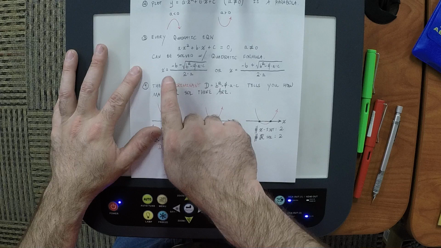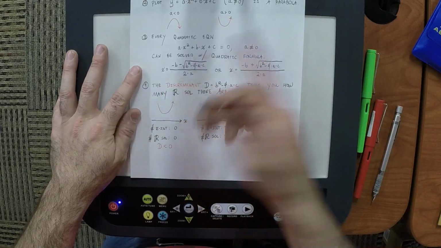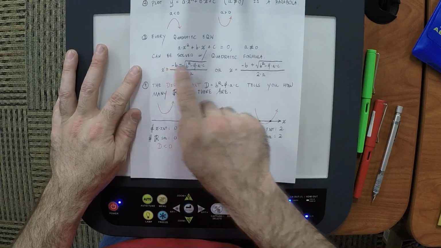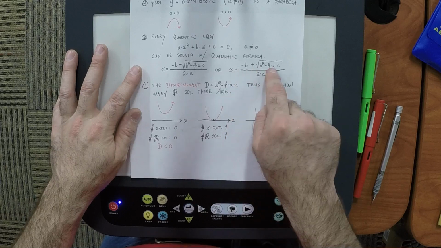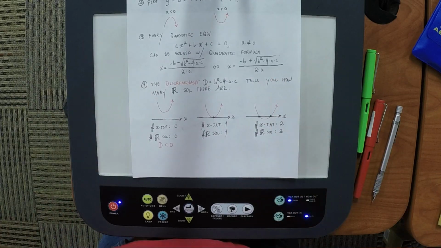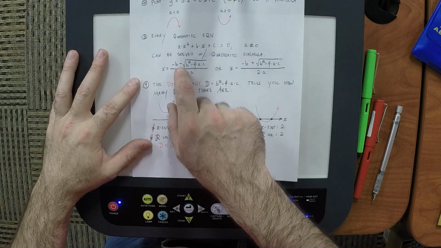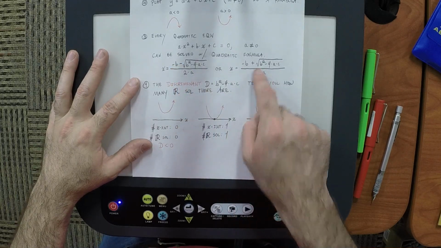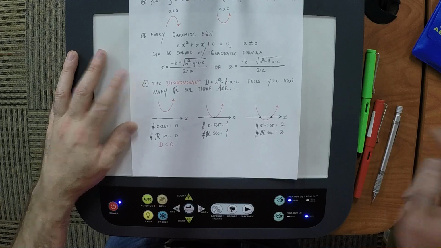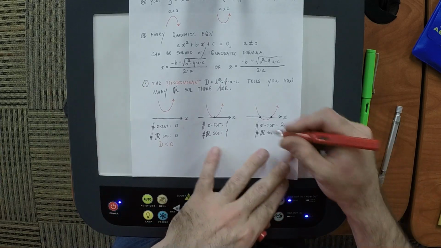So if the discriminant was 100, we'd compute the square root of 100. That's 10. Negative b subtract 10 over 2a. Negative b plus 10 over 2a. That'd be two different values, because one of them we'd be subtracting 10, and the other one would be adding 10. Which one of these has 2? The one on the right.